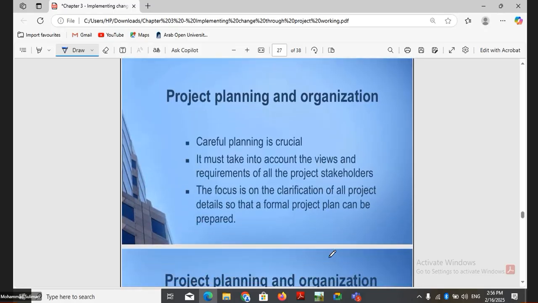That is the first stage, initiation and definition, and the outcome of initiation and definition is the terms of reference document that holds all the details of the project.